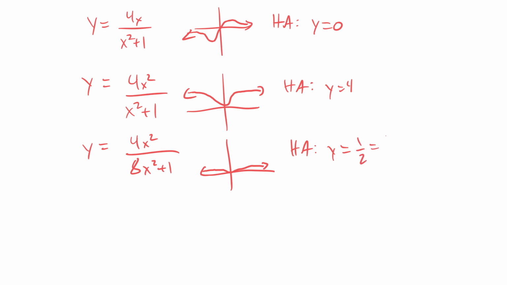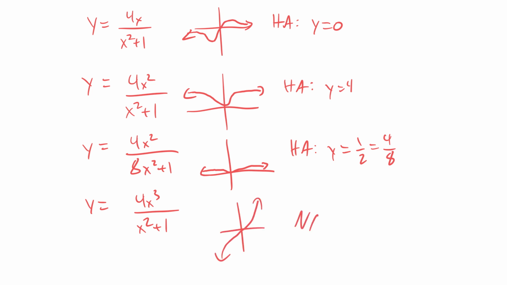Give you a little hint here. 1/2 is the same as 4 over 8. And then we went ahead and made the power even larger, and in this case, we got a graph that didn't seem to have any horizontal asymptote. So no horizontal asymptote. Now we need to synthesize all of this because something's going on. There is some kind of pattern here that we need to identify so we can figure out when graphs have horizontal asymptotes, when they do not, what's going on.